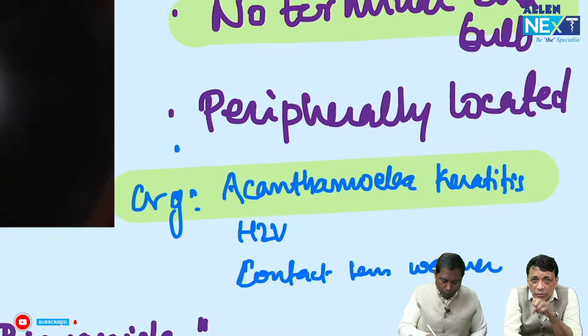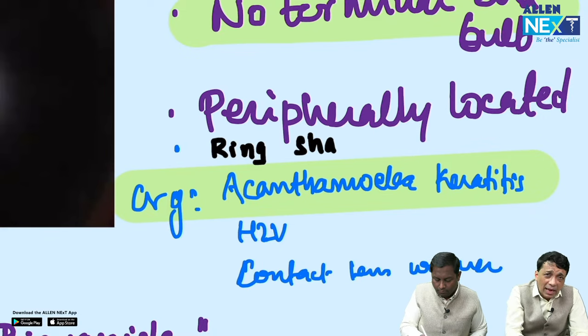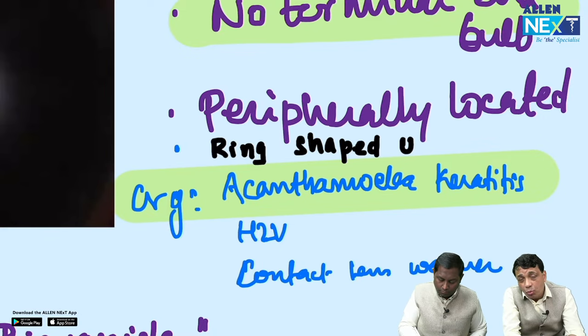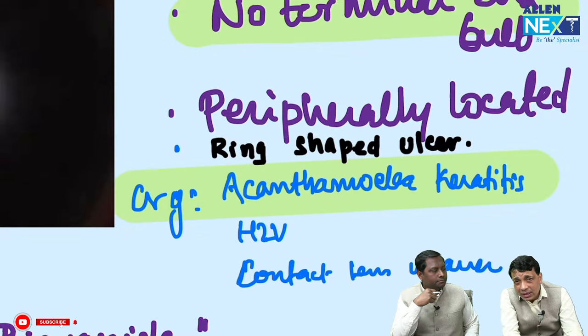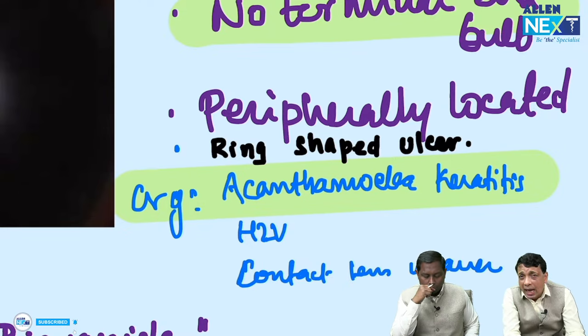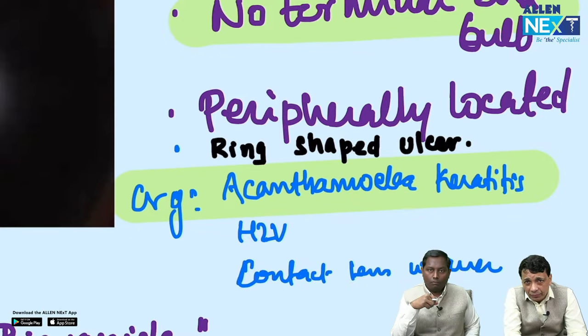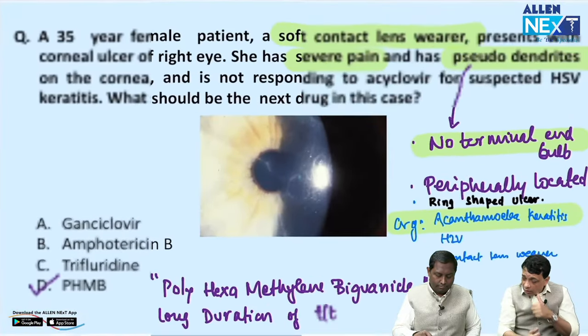This would help you diagnose acanthamoeba, and as I said, acanthamoeba is a very difficult diagnosis, and it is a much more difficult treatment for the poor patient who has to undergo treatment for 6 months, and it may result in corneal scarring. It may resolve, but we may not be able to see anything because there is corneal scarring. Right, sir. So this is the summary of this particular question.